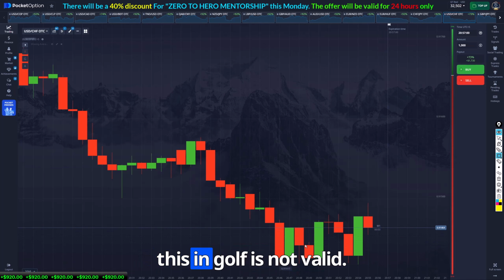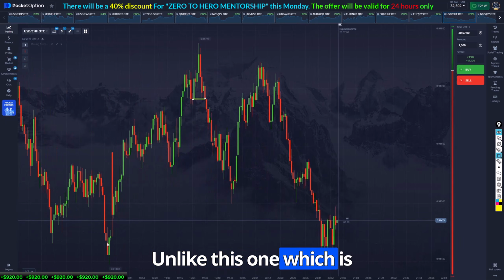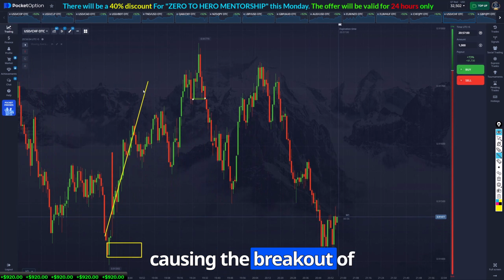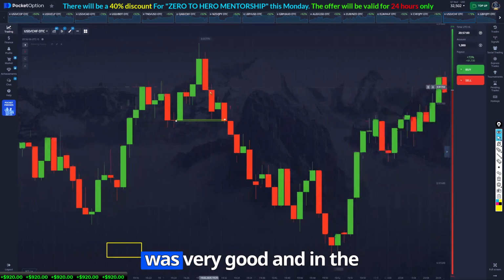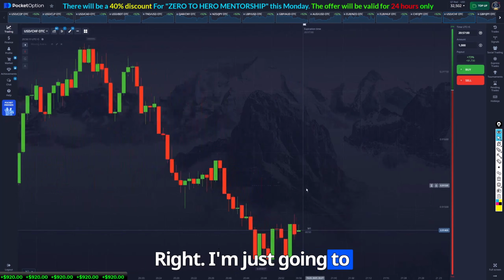Okay, that's why I said this engulf is not valid, unlike this one, which is causing a breakout of this resistance. This one also was very good and in the direction of the trend. All right, I'm just gonna stop right here.